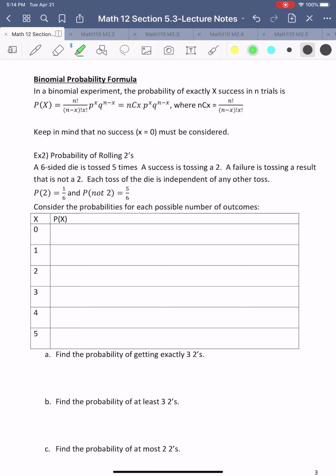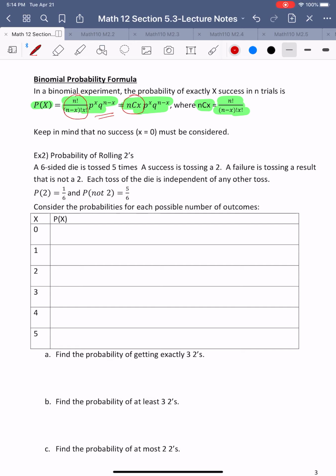Now the binomial probability formula. As a formula, we are using this form, but nCx is exactly the same as this one. If you use this one, it's the same as that one, so these are equal. Let's look at a problem and see what we're going to do with this.